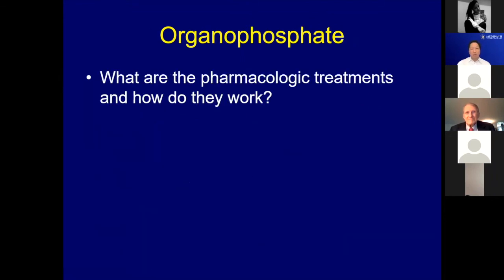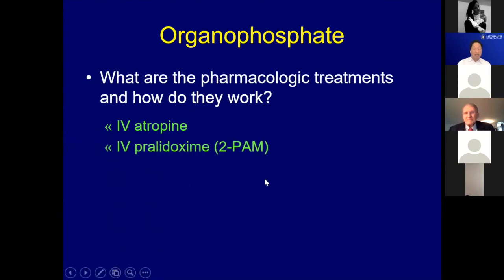So what are the treatments and how do they work? So we talked about this earlier. The first one is what? Atropine. Next slide. So basically that's a competitive agent with your acetylcholine. It's a competitive antagonist. It binds the receptor and doesn't do anything. Next slide. Or next. The pralidoxime is your antidote.